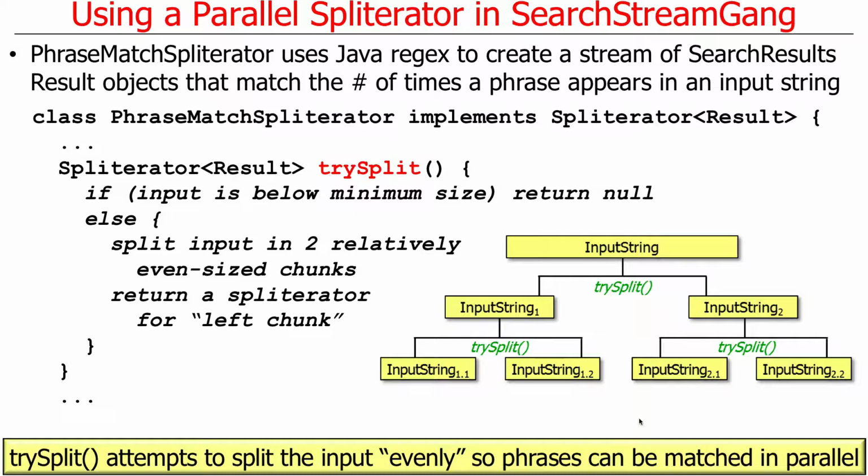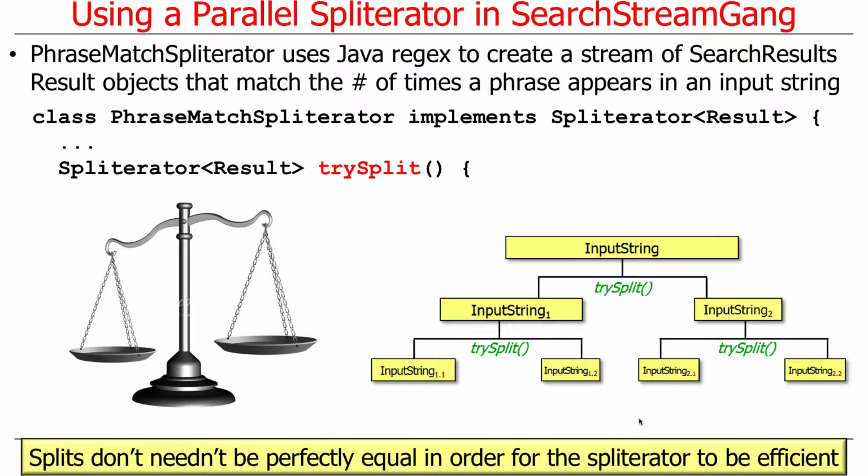And we want to do this evenly so that we don't end up with a lopsided tree, so things are about the same size. You don't have to have them be exactly the same size in order for splitteration to be a win. They just need to be close to the same size.